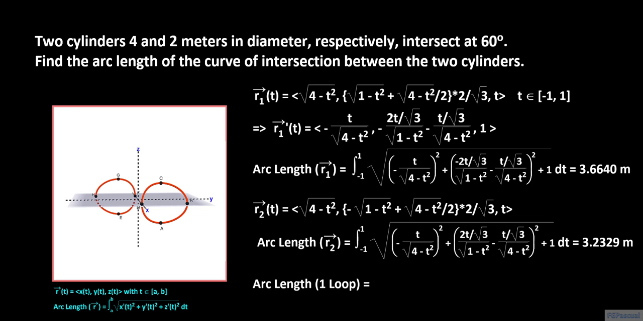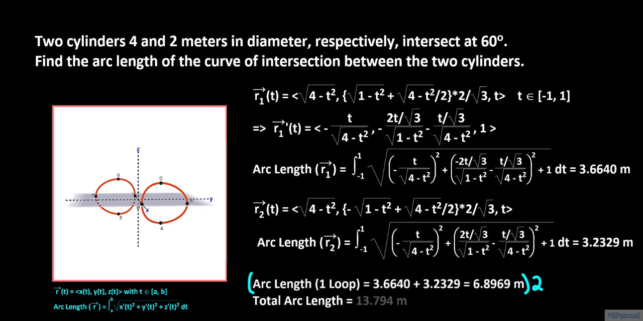The arc length of one loop is equal to the sum of the arc lengths of r sub 1 and r sub 2. Therefore, the arc length of one loop is equal to 6.8969 meters. And multiplying by 2, the total arc length of the intersection between the two cylinders up to 5 significant digits is 13.794 meters.